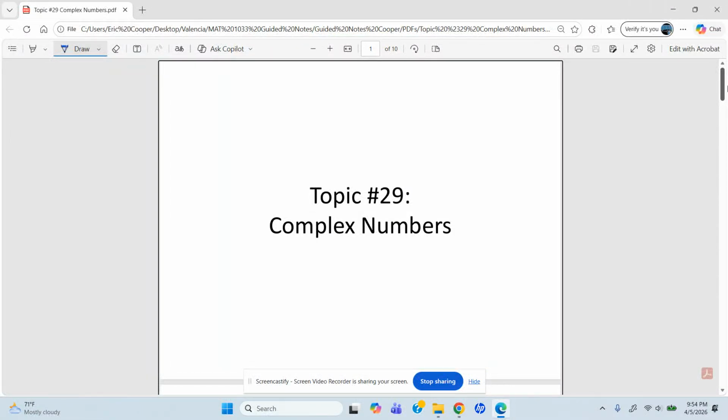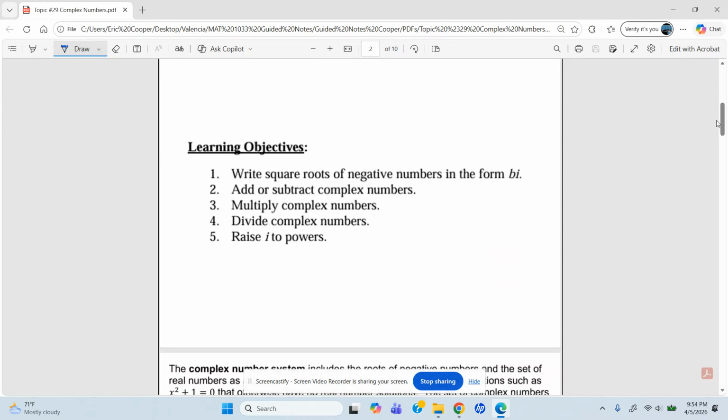Hi everybody, welcome to topic number 29, complex numbers. In this video we're going to show you how to write square roots of negative numbers in the form of bi, add and subtract complex numbers, multiply complex numbers, divide complex numbers, and raise i to different powers.